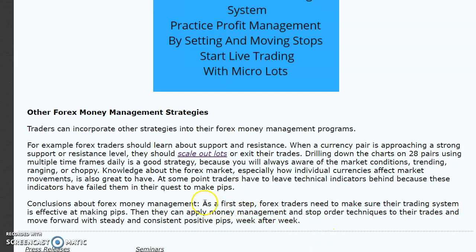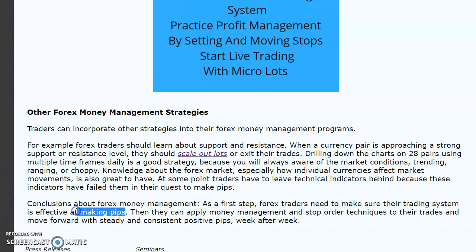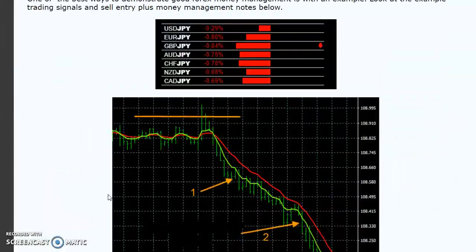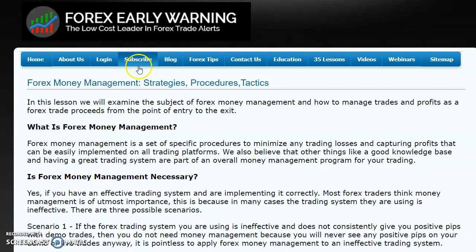And so money management is great. We believe in it. But as a first step, you need to find a trading system that works and makes pips. If your trading system is not making pips, you need to go back a step and make sure you have an effective trading system, and then you can apply money management. And then you're starting to formulate a great trading system. So money management doesn't really apply unless you have a great trading system.